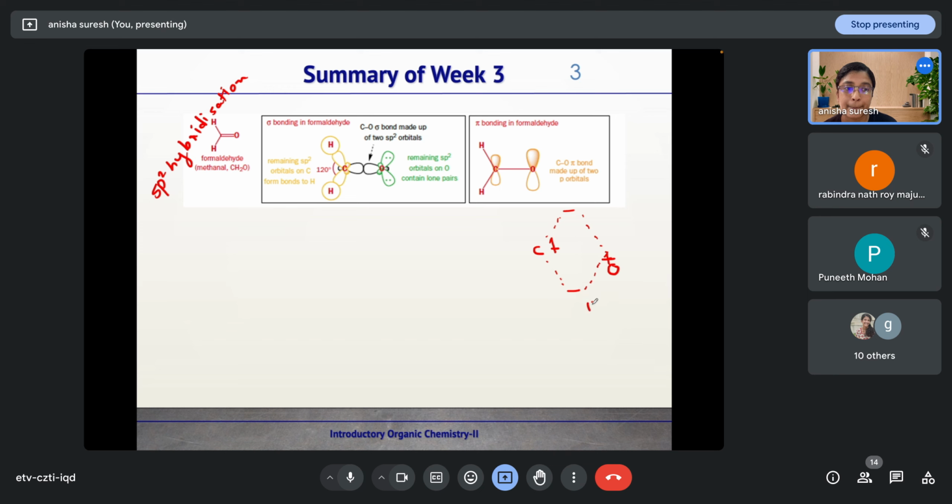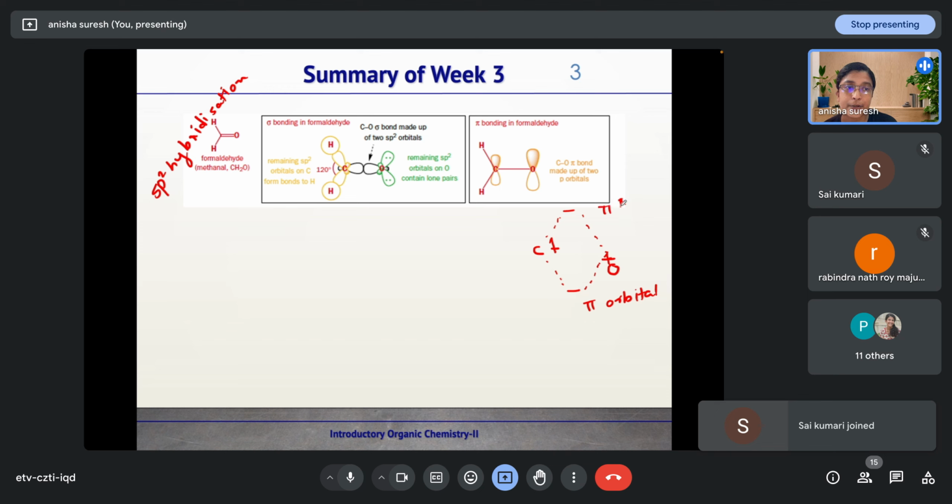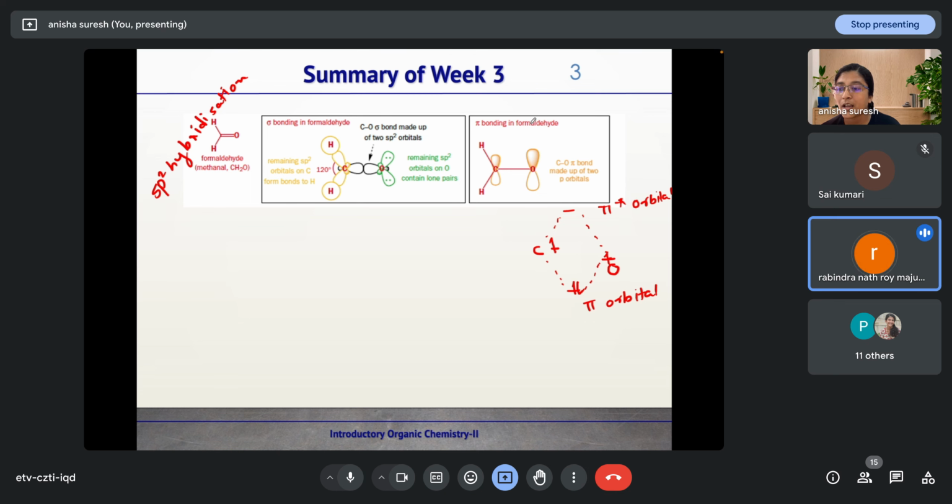a pi orbital and a pi star orbital. The pi orbital will contain the electrons, the pi star orbital will be empty. As you can see here, the pi orbital is closer in energy to that of the oxygen, hence it will have a major contribution from oxygen. And the pi star orbital is closer in energy to that of carbon, it will have more contribution from the carbon. So we can see the pi bonding in formaldehyde.